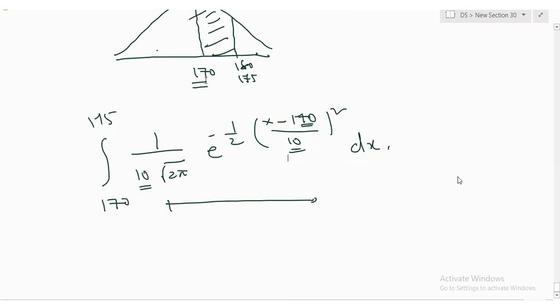This corresponding 170, let me call this value Z1 and let me call this Z2. What I'm trying to say is, I'm transforming this data to something else. Let me give a story so that you connect with what I'm saying.